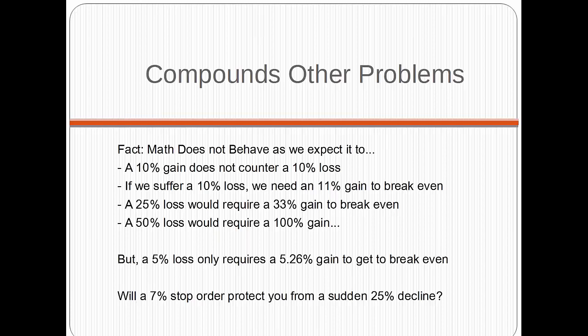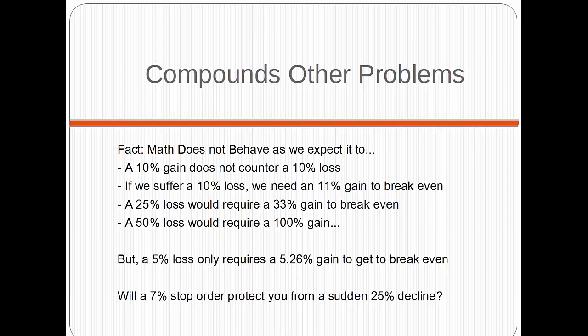If I entered a covered call and I had a 7% stop loss on the position, and something happened during that time, not related to earnings, just some bad news comes out and the stock dropped 25%, well, my stop order is going to get triggered, but I'm not going to get out at 7%. I'm going to get the 25% loss. So now I'm going to need a 33% gain on what I have remaining just to get back to break even.